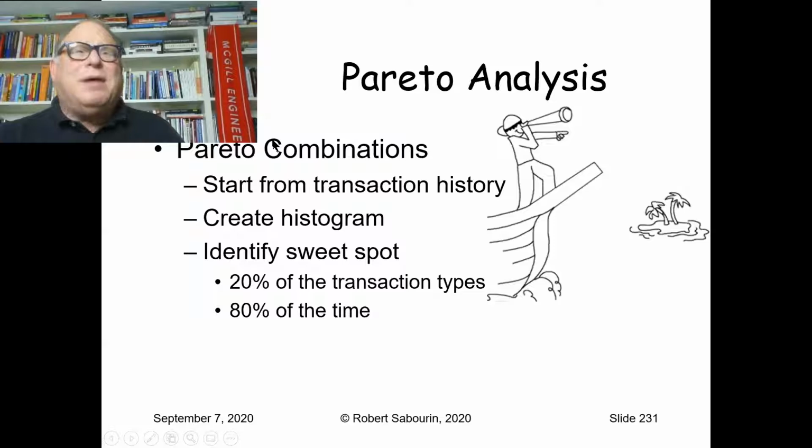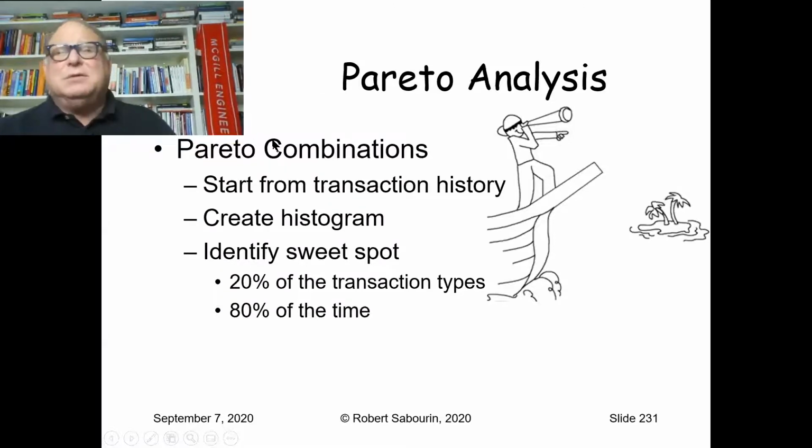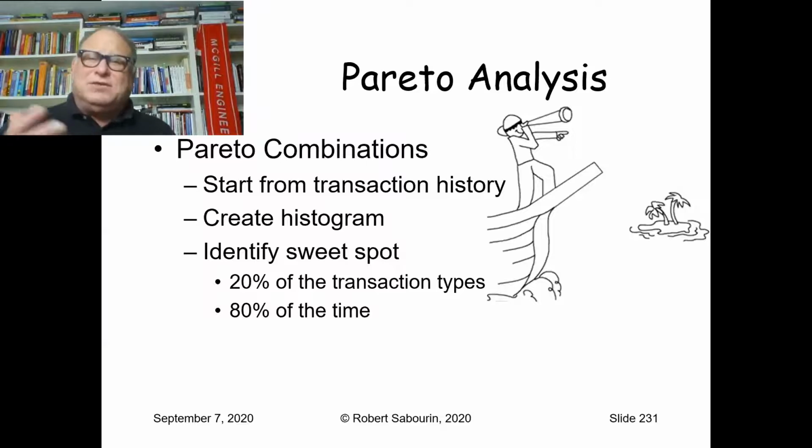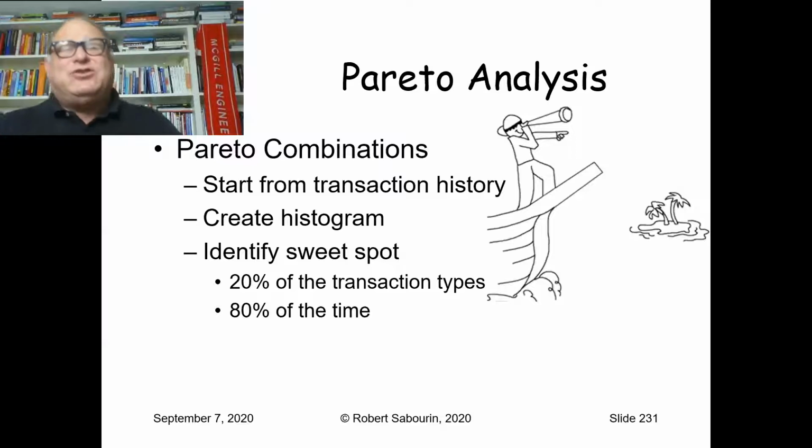So Pareto combinations testing is something that we can do if we have some knowledge of the transaction history. How will the users behave? How have they behaved in the past? Is there a pattern? So the first thing is to start with a transaction history, literally a log file that has each and every transaction, when it took place, so that we can count them up over a period of time. So we can count how many of this type of transaction happened in the last 6 months, how many of that type of transaction happened in the last 6 months, and we can actually count them.